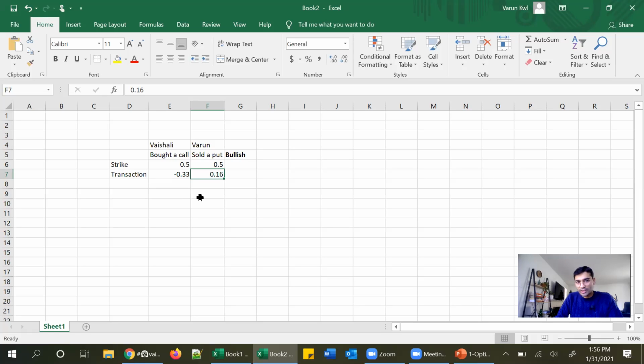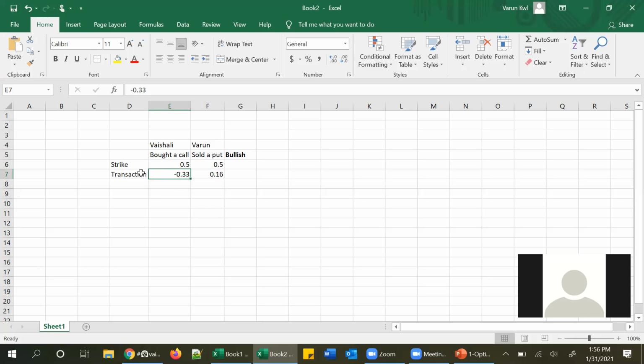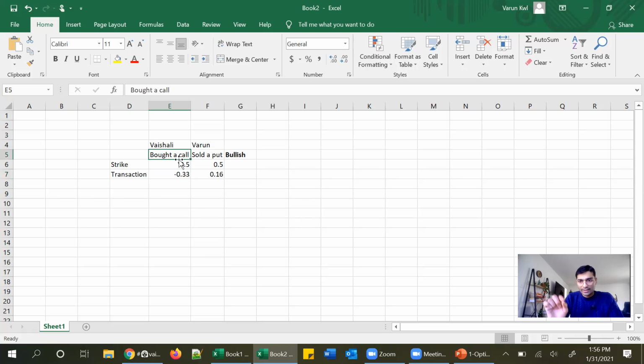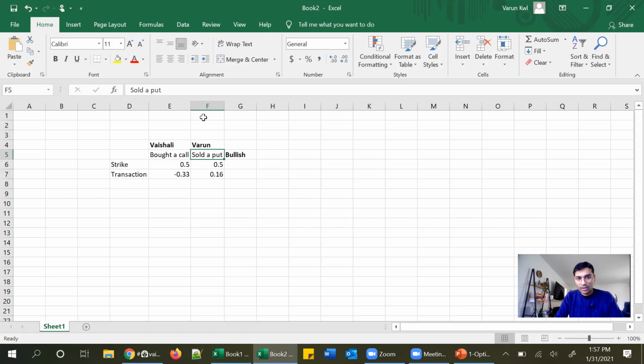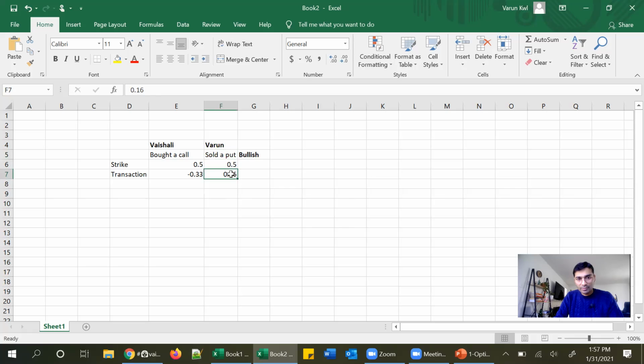So what is the difference? Why is it that one is a buyer and one is a seller, that's why it's a credit and debit? Yes. As I mentioned, the buyer of an option, like the buyer of insurance, is going to pay the premium. The seller of insurance is going to collect that premium. In this example, Vaishali is buying the option insurance, hence she is paying that money. I am selling that insurance, hence I am collecting the money.